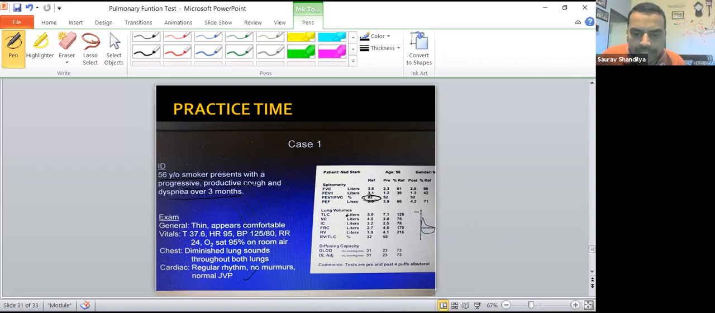So then we'll be checking the total lung capacity. Total lung capacity, if you see, is a little higher. Yeah, total lung capacity is higher. Then you check the flow volume loop. If you see the flow volume loop, it has a coving, right? It has a coving. So that means 100% it is an obstructive disorder, right? Some obstructive disorder he has, okay, because it is a coving.